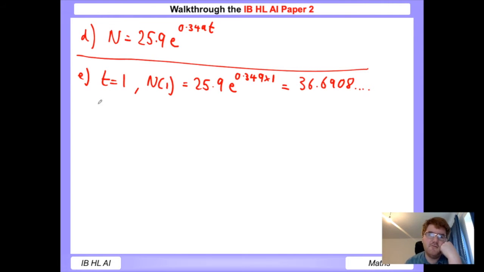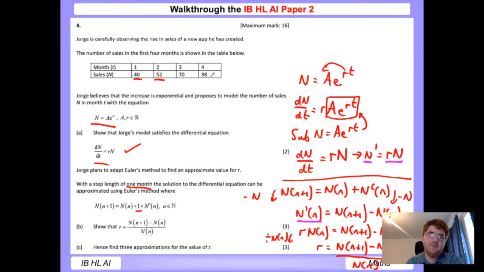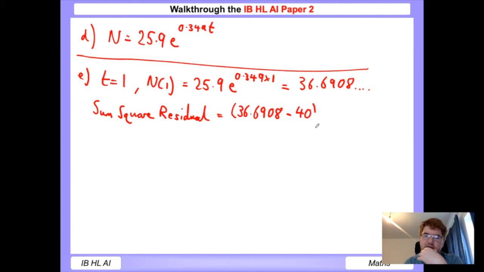Okay, to work out the sum of square residuals for this particular value, what we do is we take our 36.6908, we minus it from the actual value for this, because remember this is an approximation. We actually know the value at 1, this is 40. So we go minus 40 and then we square it. Okay, so this is what we're looking for. This is part of the formula used for correlation and regression. So if we work this out on the calculator, we'll get a certain value. Okay, I just want to show you the method here.